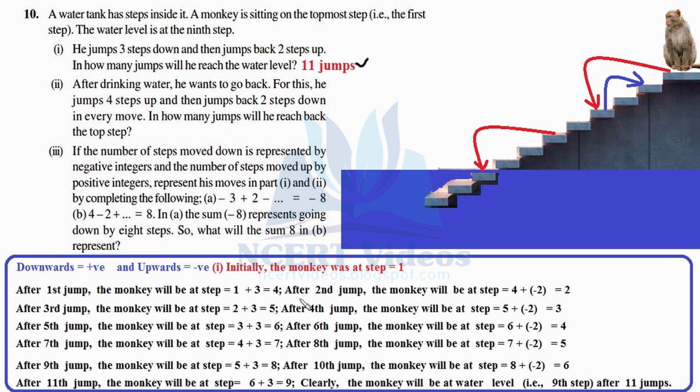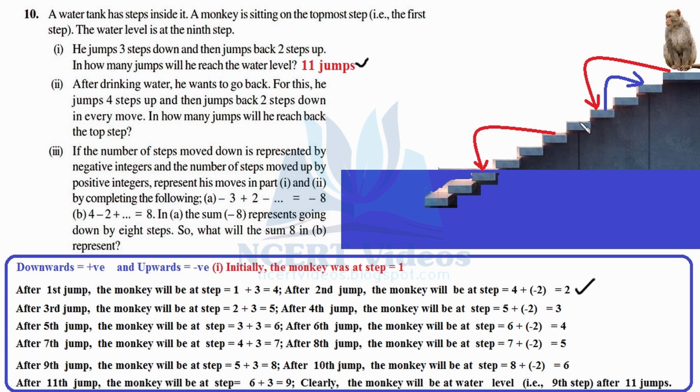After second jump, the monkey will be at 4 plus minus 2 because he's moving backwards. So finally he'll be at 2nd step at the second jump. Okay. This much we have done. Now he makes the third jump. So he's here, he'll make third jump. So 2 plus 3 because he makes a 3 step jump. So he'll be at 5th step.